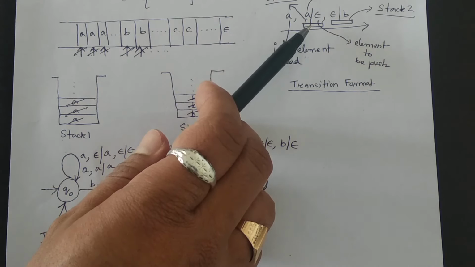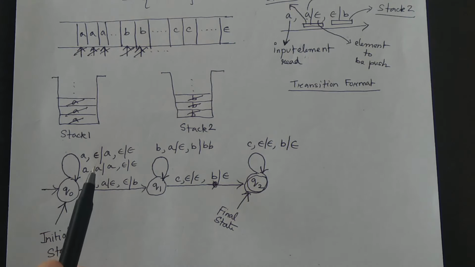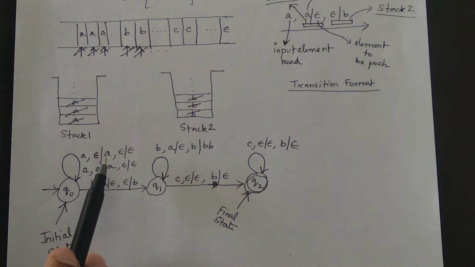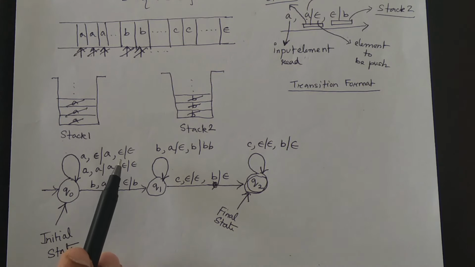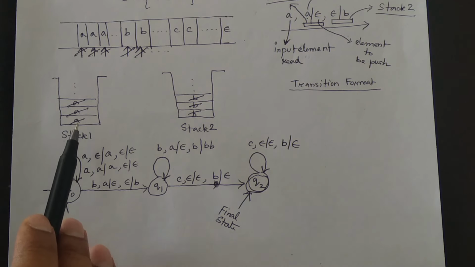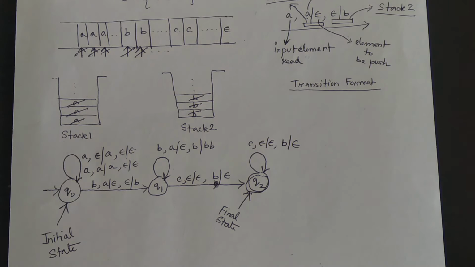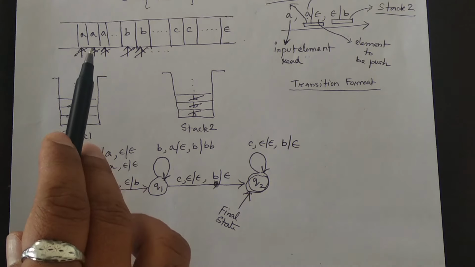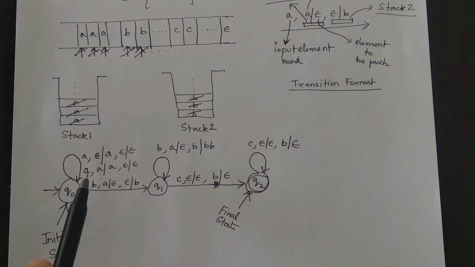Next phase is for stack number 1. In stack number 1, what I will do: top of the stack is already empty. What am I pushing? A. And the second stack is already empty. Clear? So that means the first A will be pushed into stack number 1. Clear? This way I will use the second transition for A.